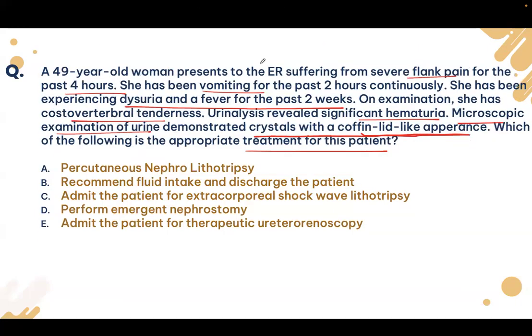However, in this question, if you notice, this patient had severe flank pain, and this patient also experienced dysuria and fever for 2 weeks. So it's showing a picture of infection. Am I right? So which would be most likely infection with one of the bacteria, for example, Proteus mirabilis. Okay. And also in microscopic analysis, it's showing a coffin lid-like appearance.